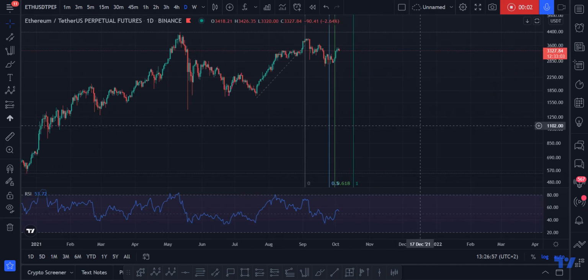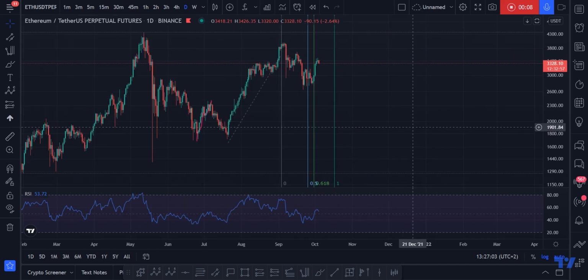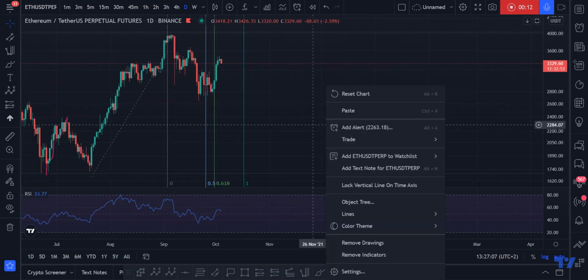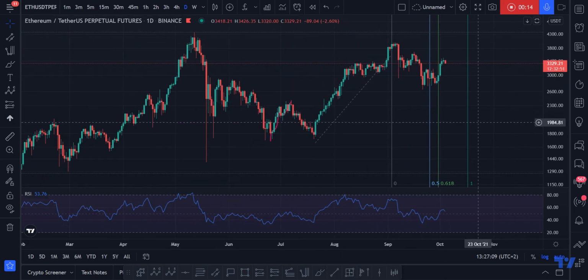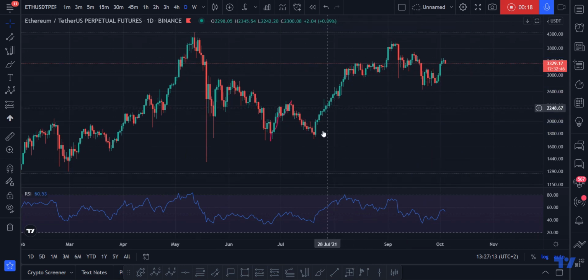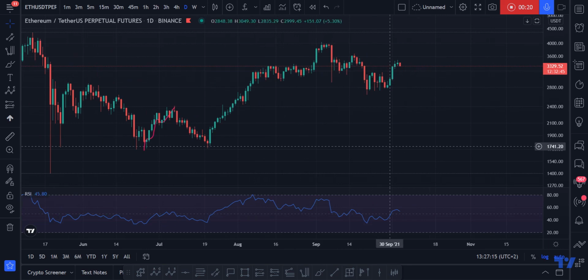Hi guys, McGregor here. I just promised I'd show how to use fib time analysis to estimate correction time, and I just want to show you that this is quite simple to use. I'll show you how.